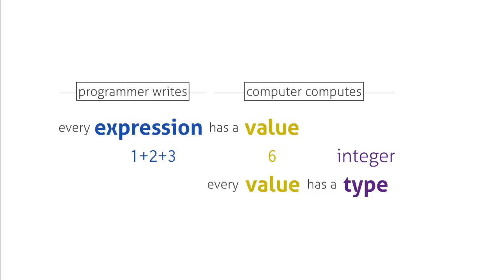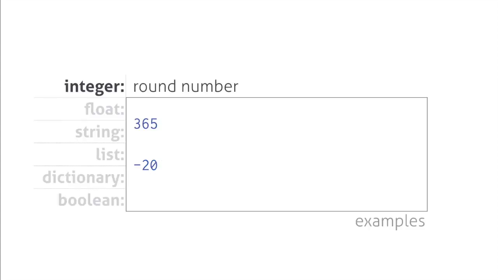Remember that every expression has a value, and that every value has a type. In this video, I'm going to briefly introduce some of the types that we'll see in this course. And remember that different types are good for storing different kinds of things. Integers are good for storing round numbers, like the number of days in a non-leap year, and they can also be negative.